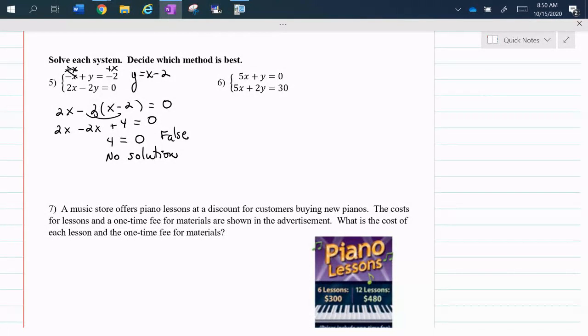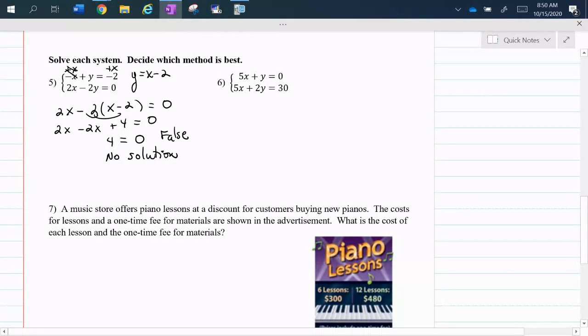So remember, when we're looking at lines, they either intersect once, intersect no times, or intersect infinitely many times. So if they intersect no times, then we'll see this situation here. But if we get a true sentence, then that would mean that they intersect infinitely many times. Okay, let's look at the next one.